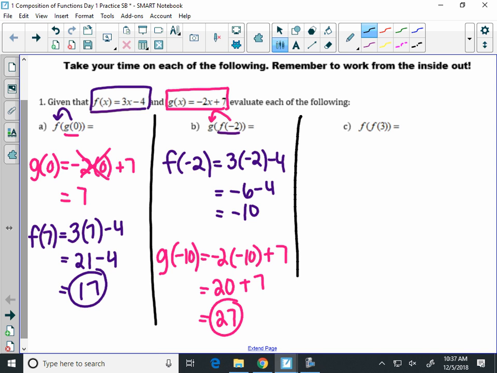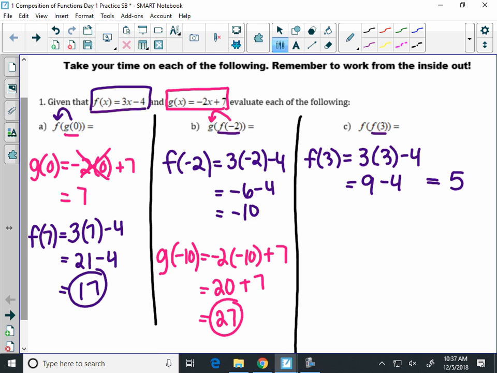All right, now the last one here says f of f of 3. So I'm using f for both compositions here. We'll start with the f on the right. F of 3 is the first thing I need to find. I'm going to put 3 into my purple function. 3 times 3 minus 4. Well, 3 times 3 is 9. 9 minus 4 equals 5.